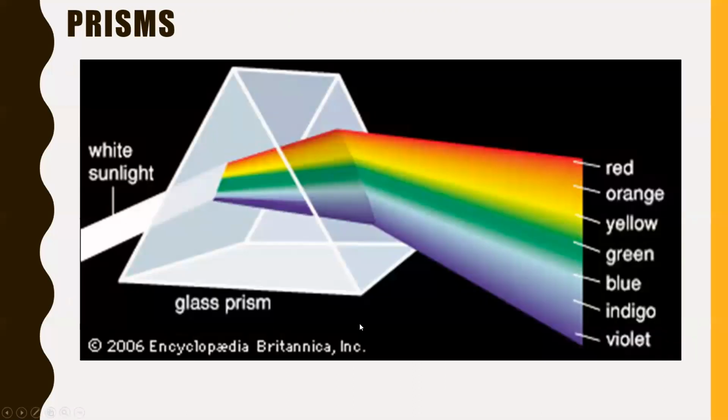Here's a good picture showing that. When white light enters a prism, the reason it separates into all these different colors of the rainbow is because the different wavelengths that make up the different colors of light are all going to refract at different angles, right? So in other words, some will refract at a bigger angle than others.